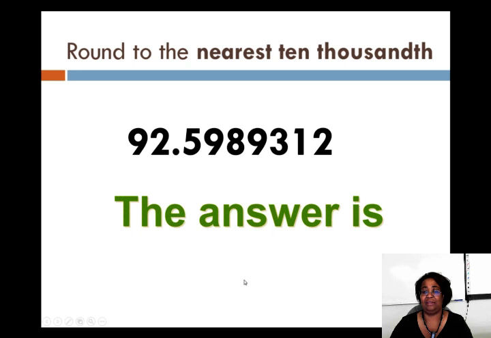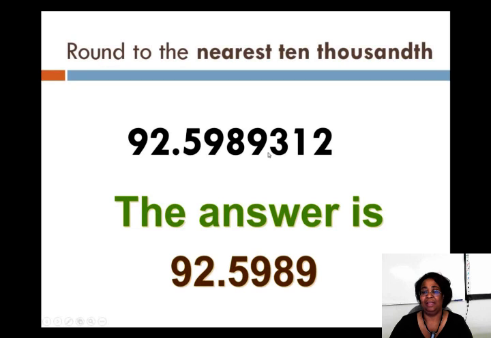Not 80, 89. Because if I go to the 10,000s place and I look right next door, it's a 3. So it doesn't change anything. So everything gets dropped. So I get 92.5989. That's it. I'm done.